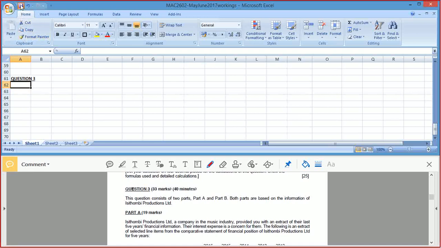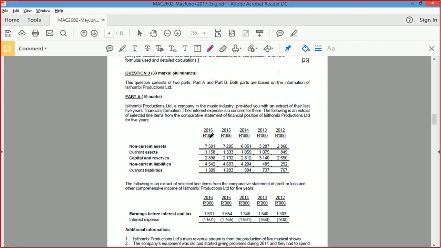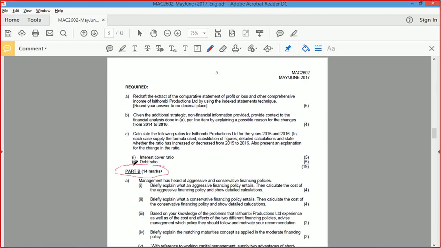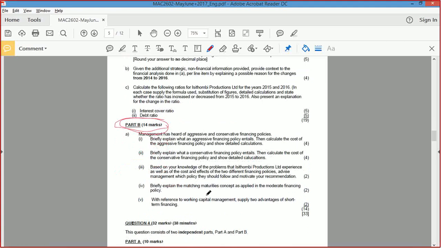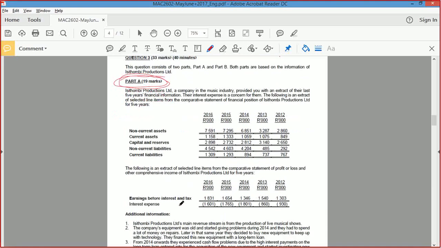Question 3. Question 3 is a big question: 33 marks, 40 minutes. There's a lot we need to do here, and there are also 2 parts. There's part A, and there must be a B. Yes, there's the B. B looks like theory, and A looks like calculations. It's a 33 mark question out of 40 minutes, a long one.